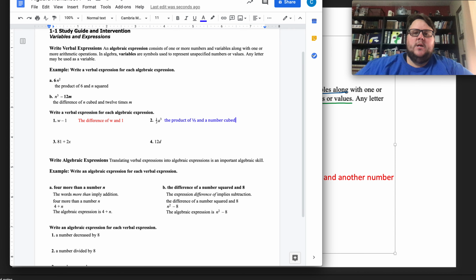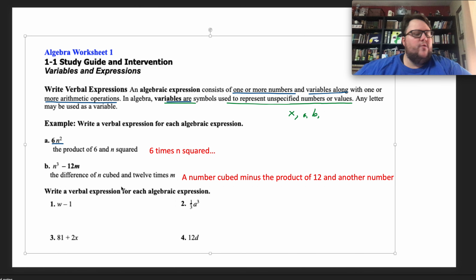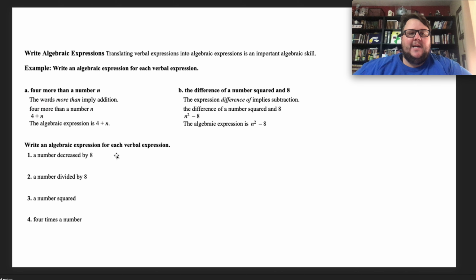Cubed. So I'm going to put a number cubed, or I could have just put a cubed. So that's what you guys are doing for this assignment for the first half. Now let's look at the second half. The second half is going to be a little bit different. They're going to give us the words, the verbal expression, and they want us to write the algebraic expression.